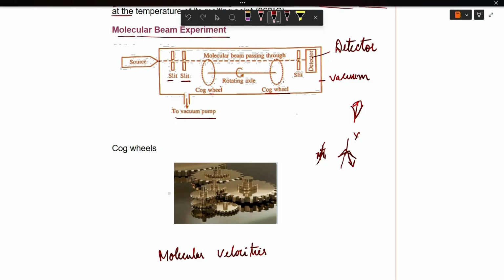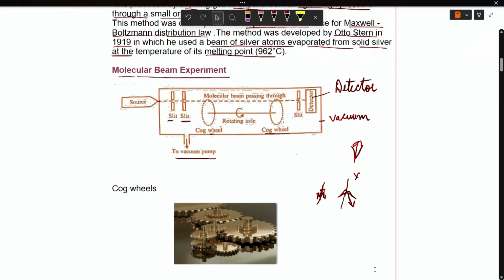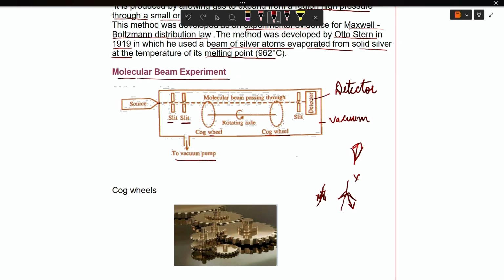Now, you can adjust the rotation speed of the cog wheel, and you will get a molecular beam with a different molecular velocity. In such a way you can continue with a number of molecular velocities, and from the data obtained we have been able to verify the Maxwell-Boltzmann distribution law for molecular velocities in a gas. So, this is an experiment in which we have been able to prove that the molecular velocity distribution suggested by Maxwell-Boltzmann is true.